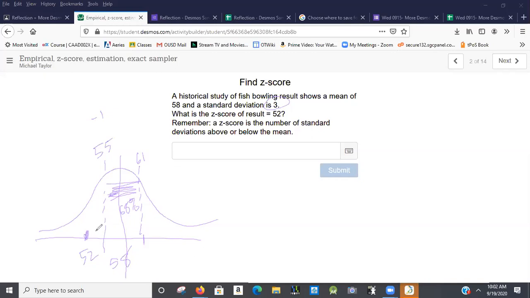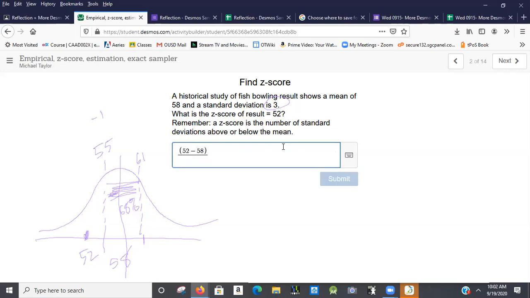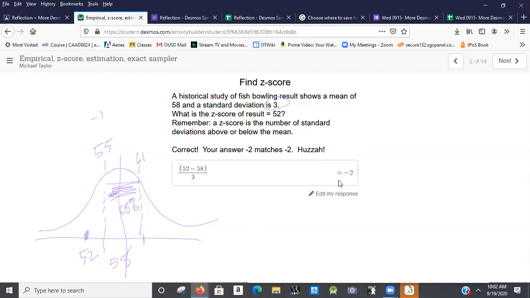All right, so I'm going to do the same thing I did last time. I'm going to do 52 minus 58, which tells me, oh, that's -6 down. And I'm going to divide by 3. Oh, that's -2. So it's actually 2 standard deviations away. These first couple I made it so you could probably do it in your head. The divisions and the subtractions aren't super hard, but you know, the calculator does all the work for you.